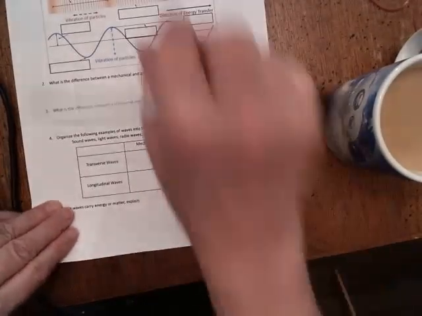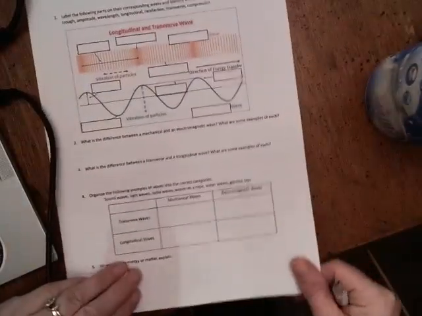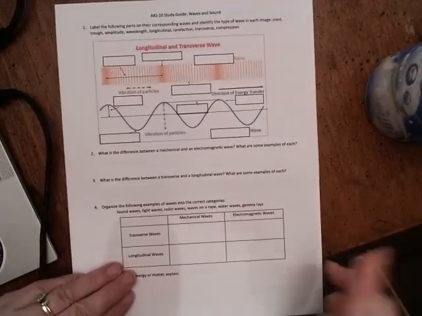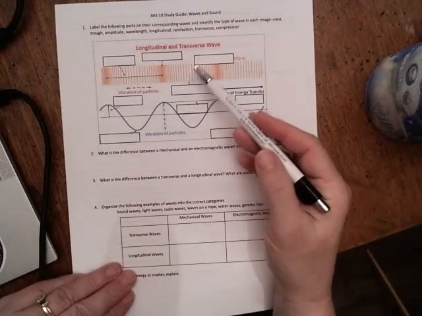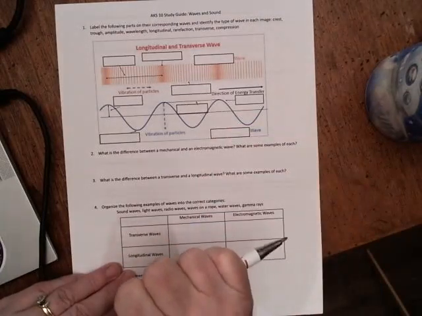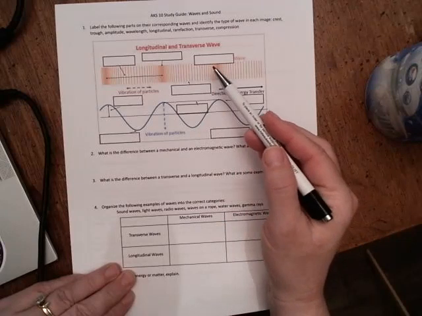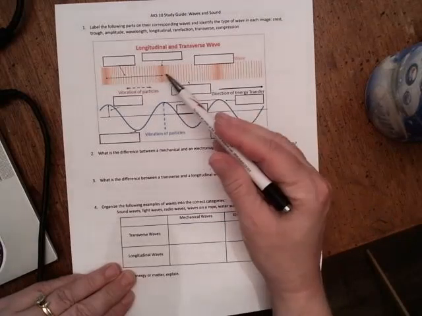Okay, this is our waves and sound study guide. We looked at this graphic in class actually yesterday. So this shows us the parts of these two types of waves.